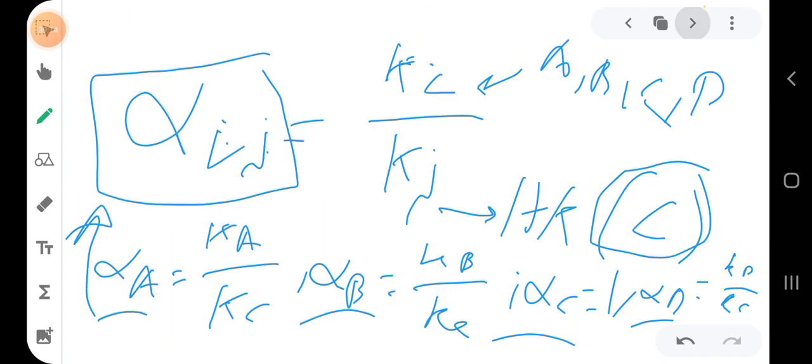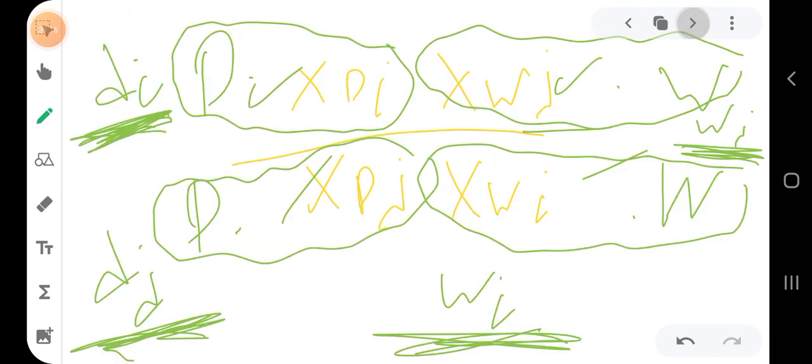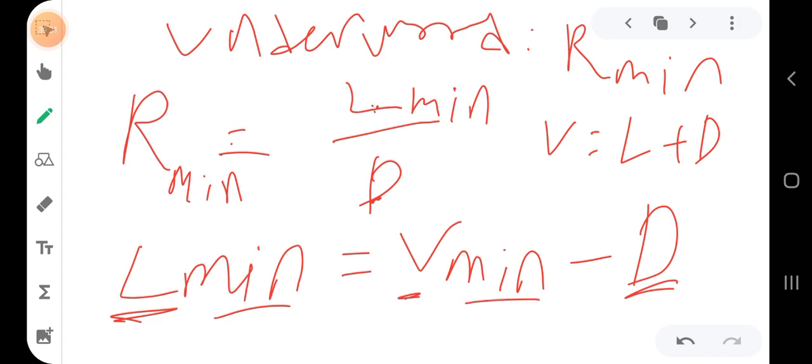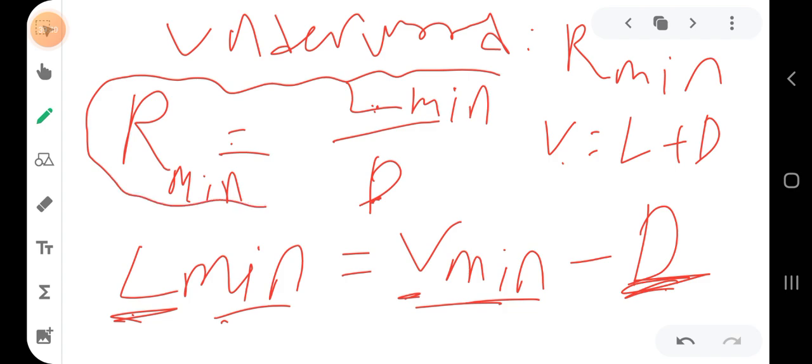So yeah, V is equal to L plus D. So you can rearrange the equation as L is equal to V minus D, or L minimum is equal to V minimum minus D. So if this L changed to L minimum and this V changed to the V minimum, this D will automatically change. That's why I'm just saying that R minimum is equal to L minimum over D. Okay, so you can see that in order to get this R minimum, you need to get L minimum and D. And how to get this D?